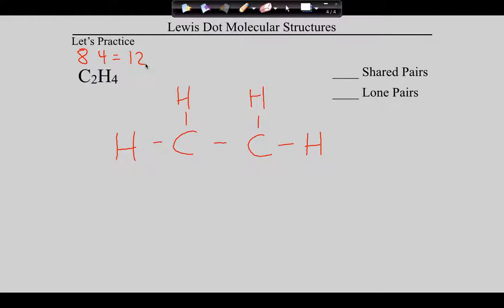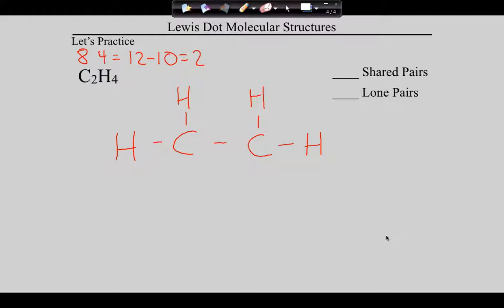Now, how many electrons do we already have on the board? 2, 4, 6, 8, 10. So guys, that leaves us with 2. Now, don't write this down because this is wrong, but check this out. What's wrong with that? Hydrogen can only have 2 electrons. Hydrogen doesn't have a p sublevel. So guys, you can't put any more electrons on hydrogen. Hydrogen's done.